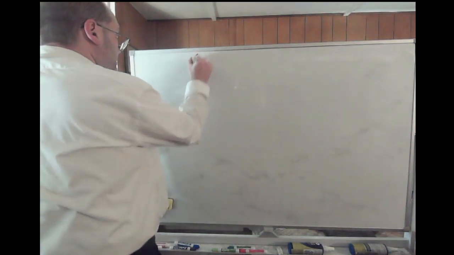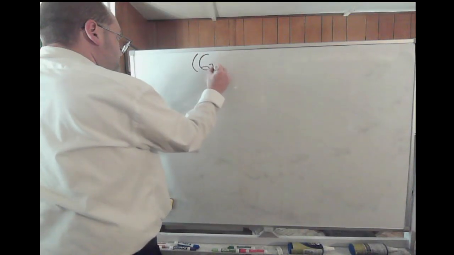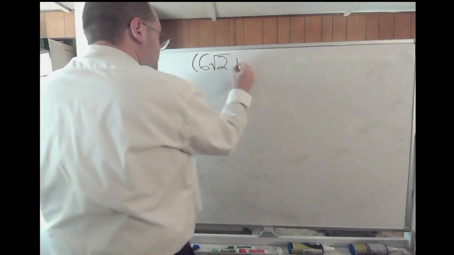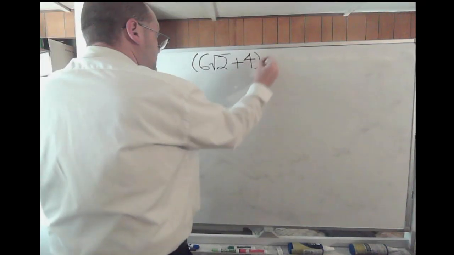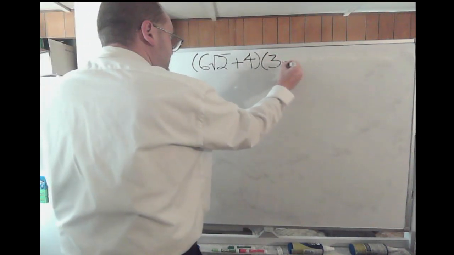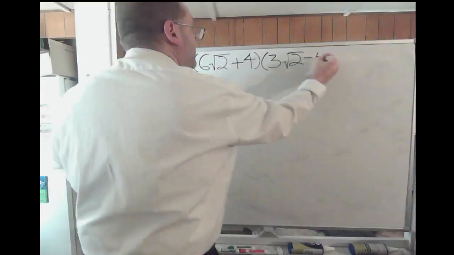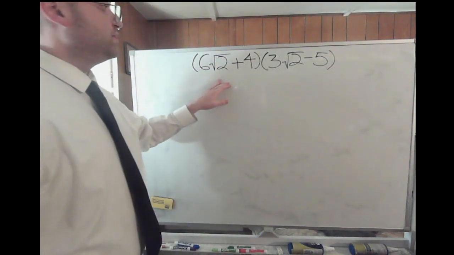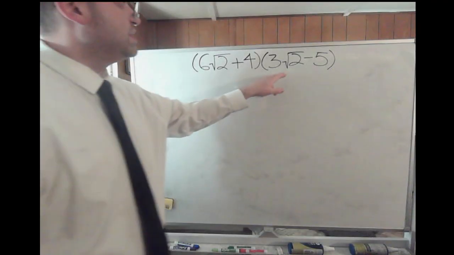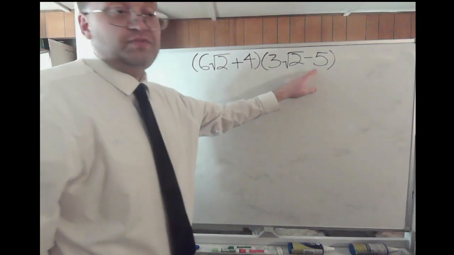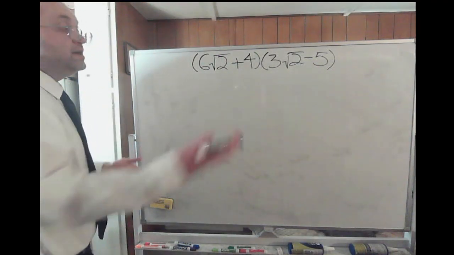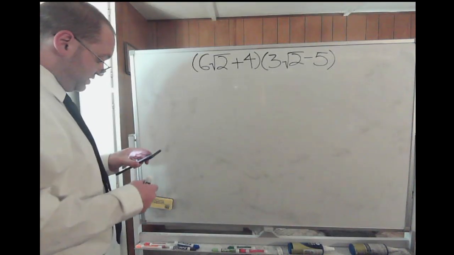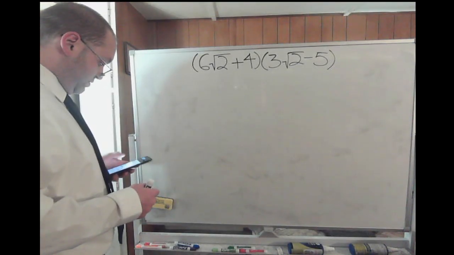Alright, let's see here. 6 times the square root of 2 plus 4 times 3 times the square root of 2 minus 5. So we got the quantity of 6 times the square root of 2 plus 4 times the quantity of 3 times the square root of 2 minus 5. Well, again, none of your numbers are the same. None of them are, so your only option now is to use FOIL.